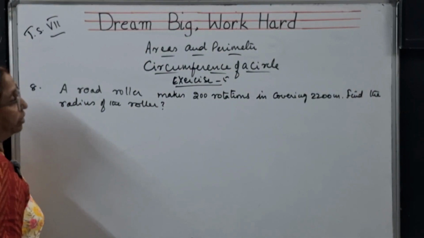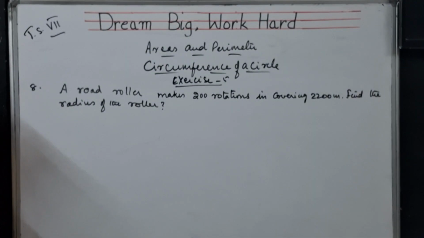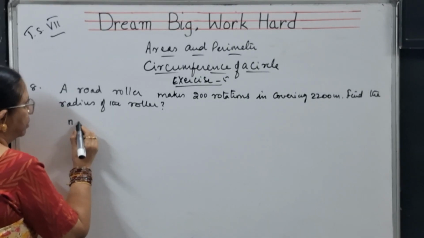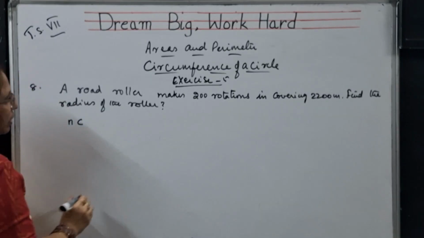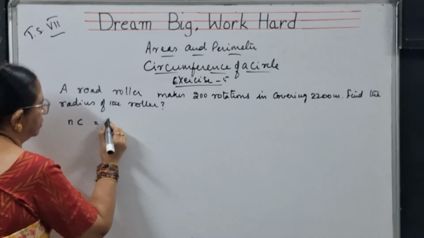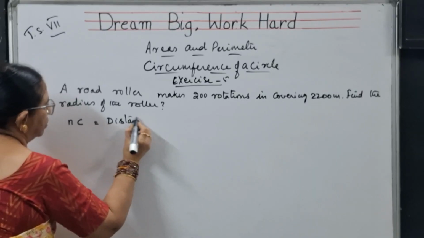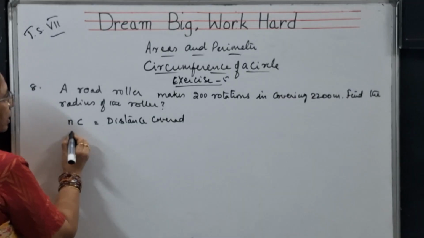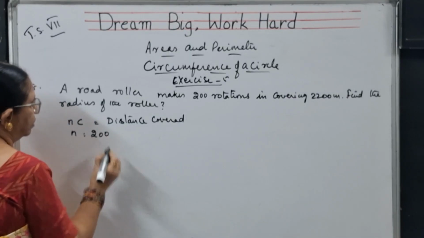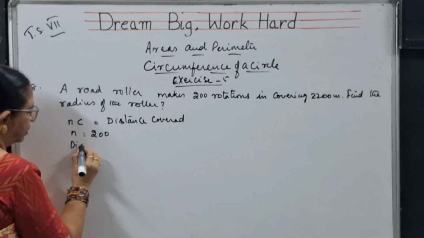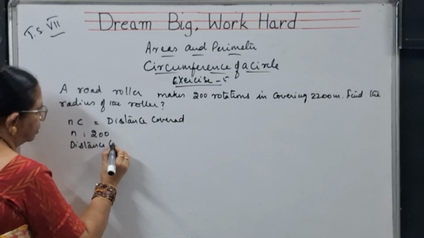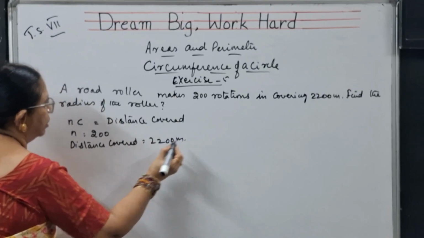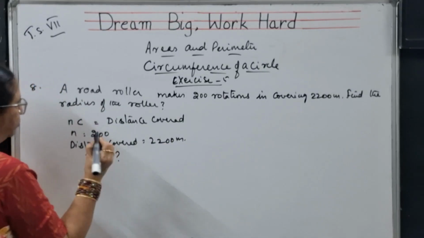Eighth problem, children. A road roller makes 200 rotations in completing 2200 meters. Find the radius of the roller. We know that number of rotations into circumference of the road roller will give you the distance covered. Number of rotations, here n is given as 200, and distance covered is given as 2200 meters. Now the question is, radius is how much?